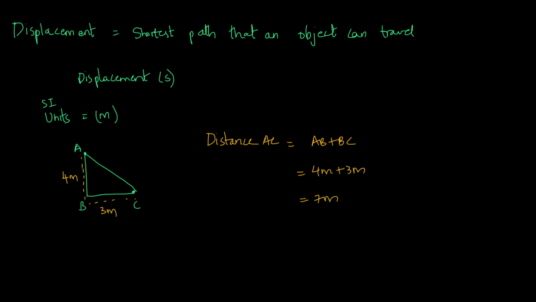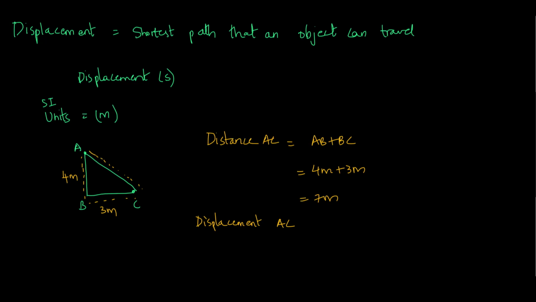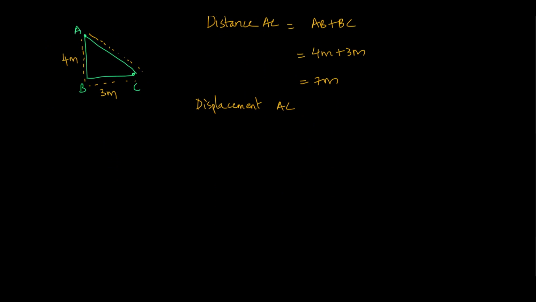But now if I say to find displacement, what we'll do is use Pythagoras theorem here, because you don't need to go from A to B and B to C. We should find the shortest path. Here the shortest path is directly going from A to C. So we know from Pythagoras theorem, here this is our hypotenuse, this is our base, and AB is our perpendicular.